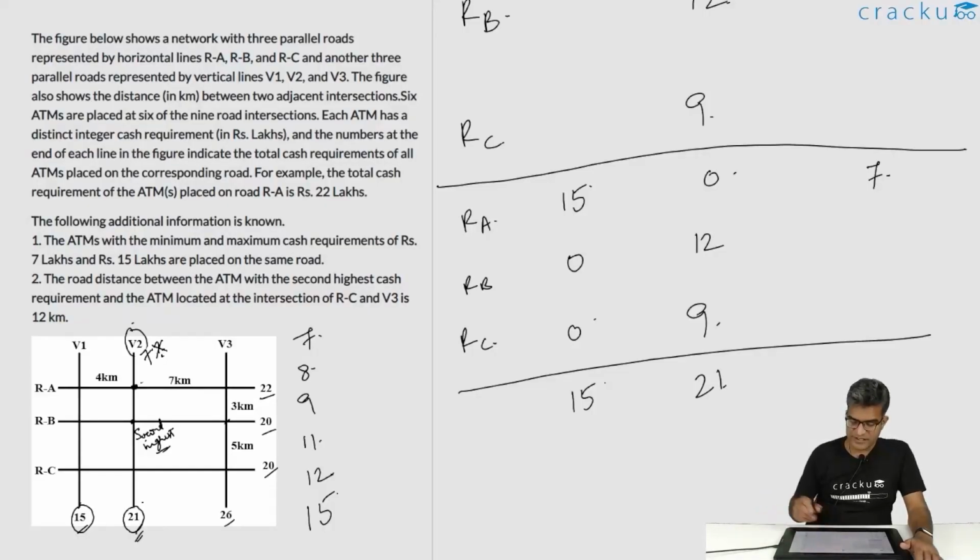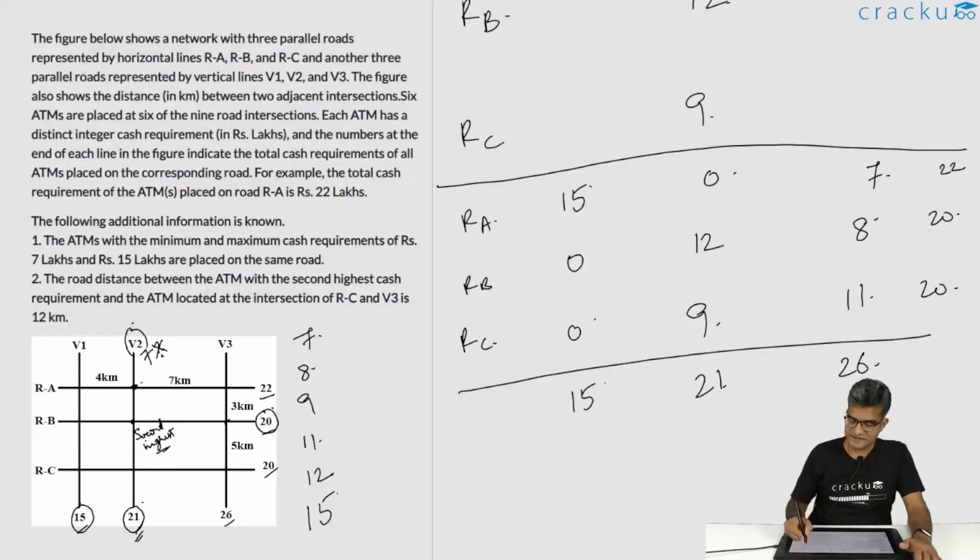What is the sum of all the elements in RB? The sum of all the elements in RB is 20. So this would imply that this has to be 8 and this will be 11. So this is totaling up to 26. The sum of all the rows also will match. 15 plus 7, this is 22. 12 plus 8 is 20. 11 plus 9 is 20. So in the second case, there is no contradiction.